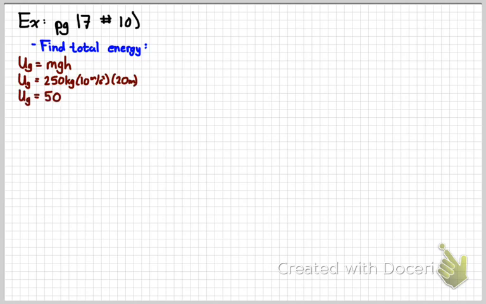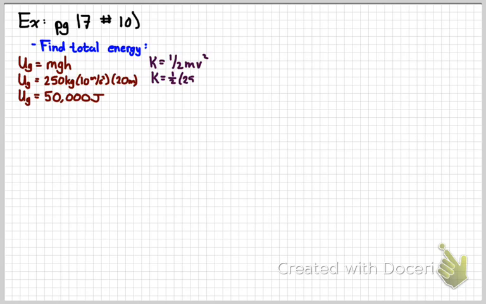Another example from page 17 in your packet. This is the last question, question number 10. It's asking you how fast a roller coaster is moving in a couple of different points along a frictionless track. Again, your first move is to figure out what the total energy is. So you've got potential energy, 50,000 joules to be exact.